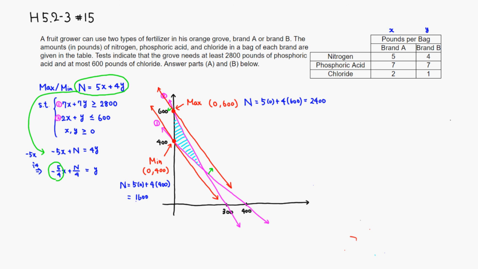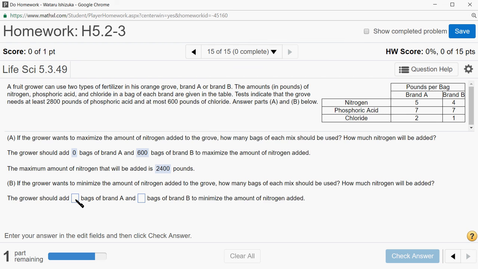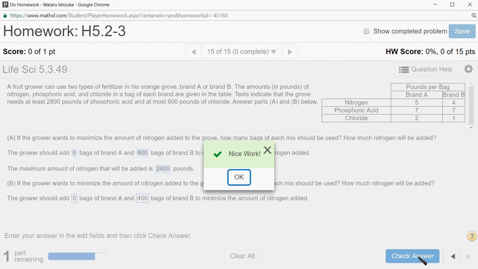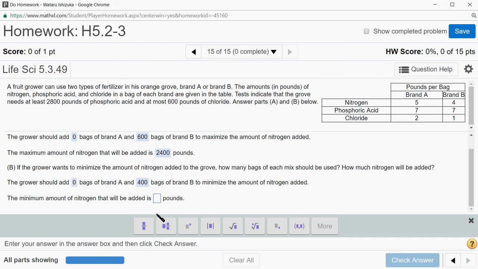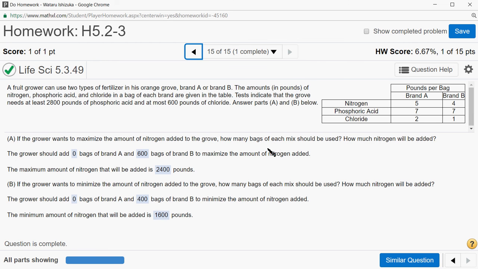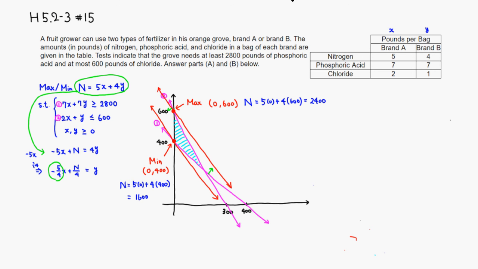So let's type it in. It's still 0 bags of brand A, and we're going to put 400 bags of brand B. Then check that. The amount of nitrogen is 1,600. Check the answer. Got that. All right, I guess that's it. I hope that this was clear.